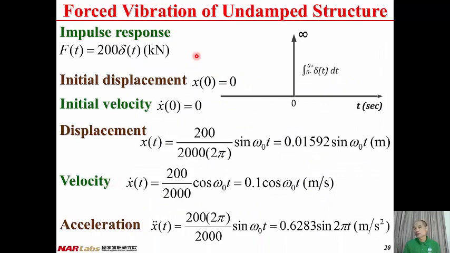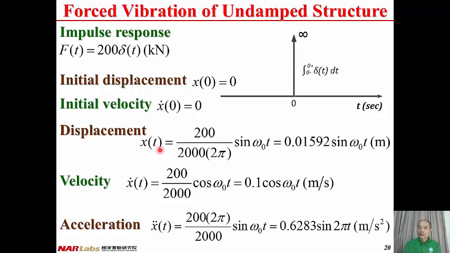And then we move to impulse response. And this impulse is no longer unit impulse because it has been amplified 200 times. Therefore, F(t), the external force, equal to 200 delta(t). The unit of the force is kilonewton. And we have two initial conditions. Initial displacement, x of 0 equal to 0. Initial velocity, x dot of 0 equal to 0. Then we can solve for the displacement, velocity, and acceleration either directly from the ordinary differential equation or Laplace transform.